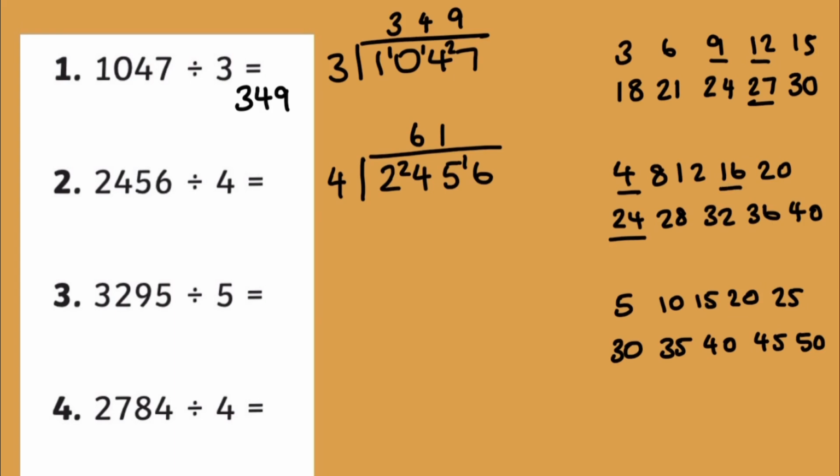And then how many 4s into 16? So we've got 16. We can see 16 is in our 4 times table, and that is 4 times. So 614. Next question.